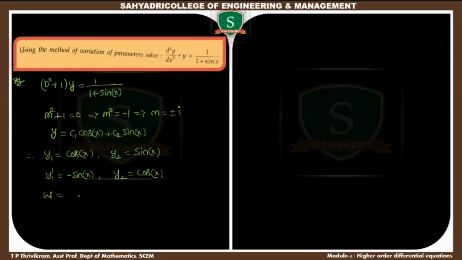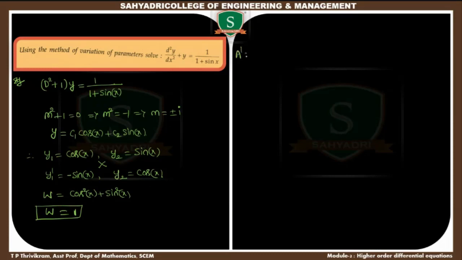Wronskian is equal to cos square x plus sin square x. So if you do cross product like this, we'll get this much. So W is equal to 1. So Wronskian is 1. I think this integration is also easy. From next problem onwards, it may get difficult. So we'll finish it fast.